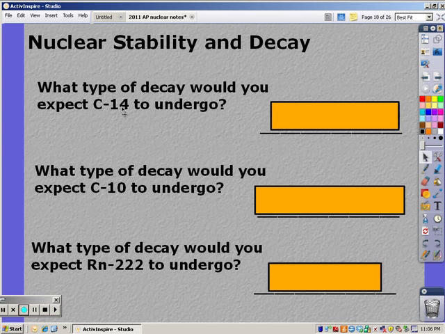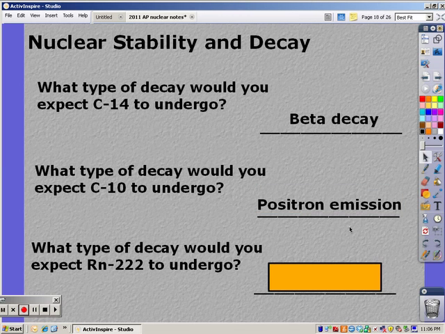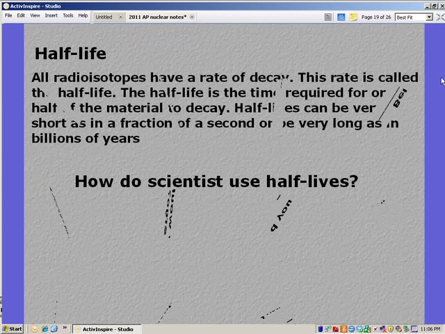Since carbon-14 is greater than carbon's average mass of 12, it should undergo beta decay. Since carbon-10 is less than the average mass of carbon, which is 12, it would undergo positron emission. And since radon-222 is heavy, it would undergo alpha decay, most likely.